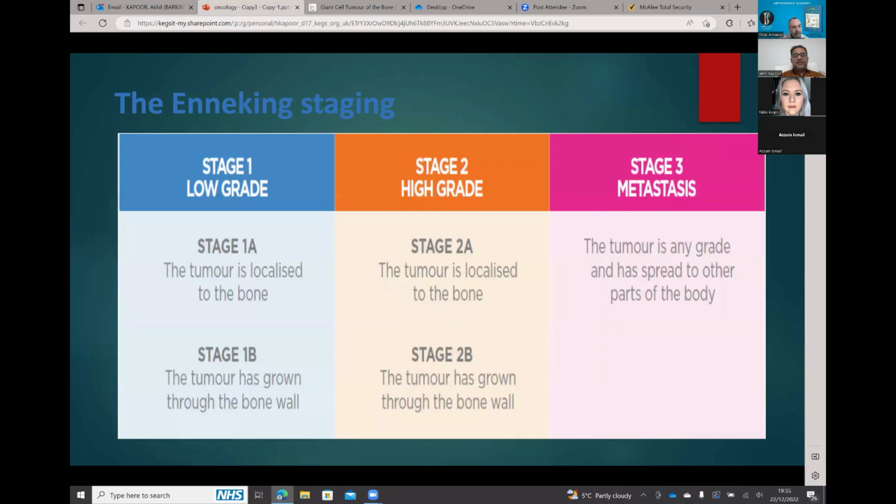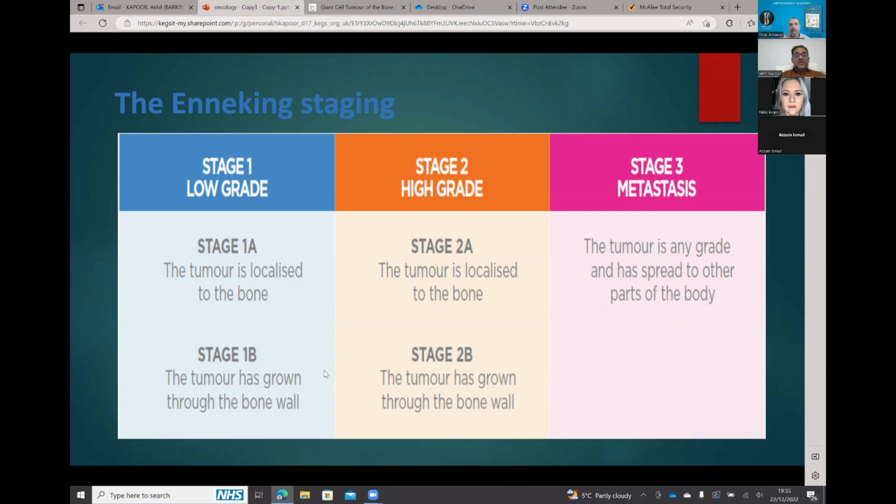So that is grading. The next keyword is staging. Staging is a clinical and radiological staging, which is achieved after CT scans and MRI scans have been done. And basically, they tell us whether this is, again, an advanced stage or an early stage of the cancer. So this is one of the commonly used staging systems for bone tumors, which is the Enneking staging.